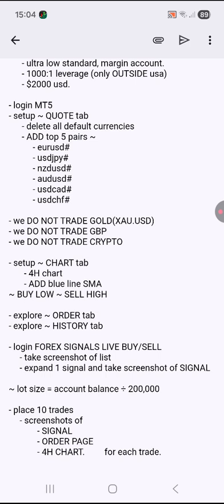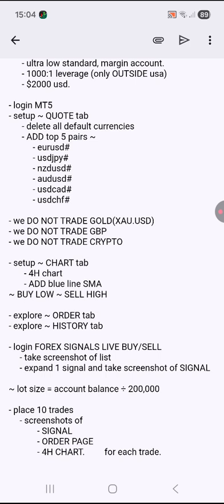And then the lot size we use is account balance divided by 200,000. That's 0.01 lot size, again, if you have an account of $2,000. We're going to place 10 trades today. And I'm going to show you the screenshots that I require for my team to be sending me so I can coach them on whether they did the trade correctly or not.